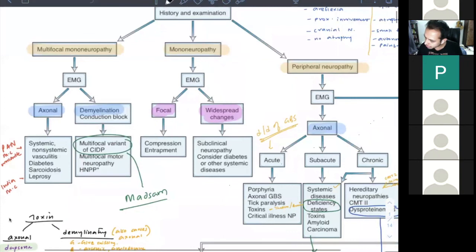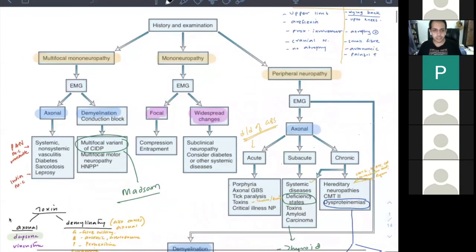So you can just, if you want, take a photograph of this screen, and multifocal is axonal, correct, and demyelinating is CIDP and hereditary neuropathy. Correct, Bhavesh, you're absolutely right.